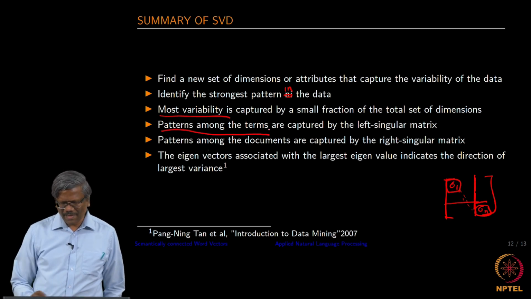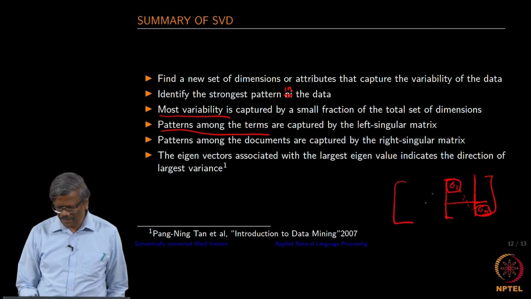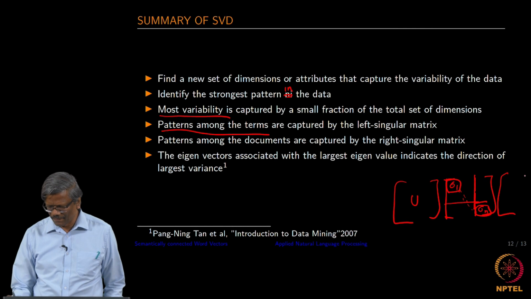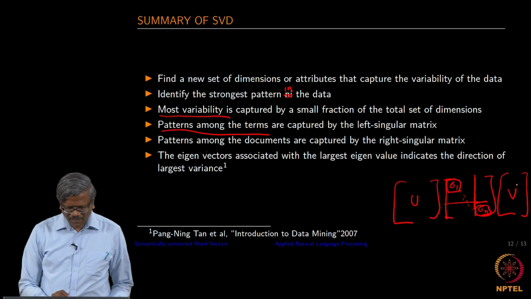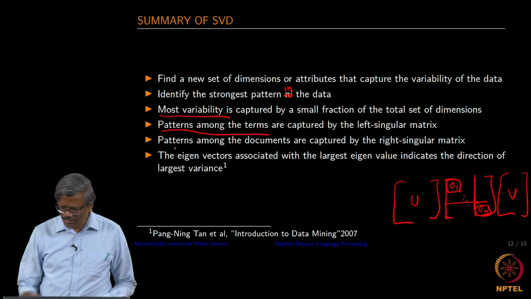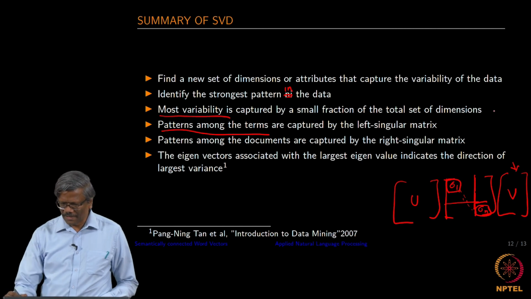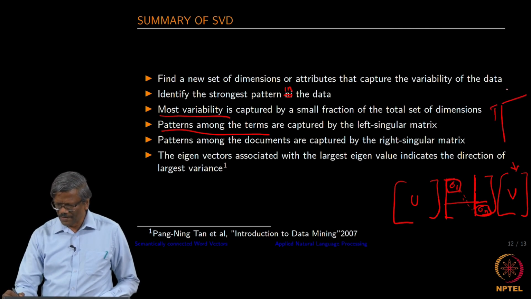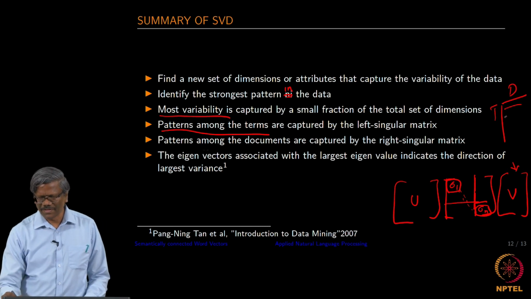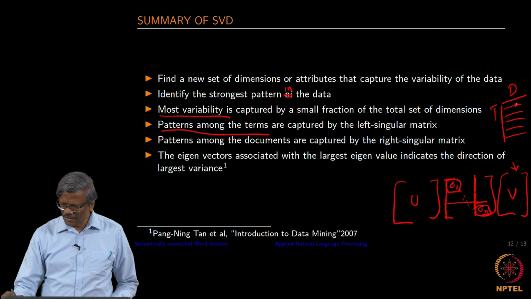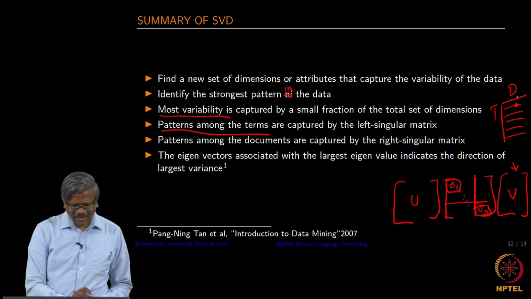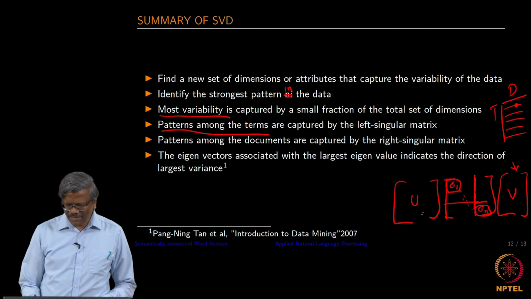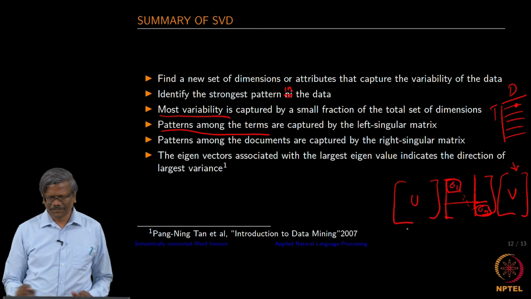Patterns among the terms are captured by the left singular values. We have the left singular matrix here, U, and then we have the right singular matrix V, right? So the patterns related to the documents are captured by this. If you have a terms and document organization, where each cell in this matrix represents the word in that particular document, correct, then the left singular one captures the term related features.